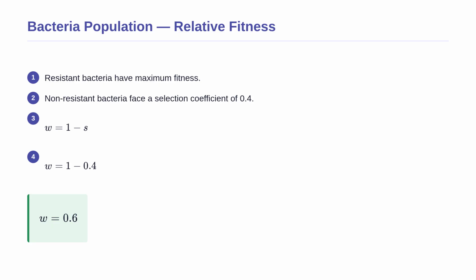We need to find their relative fitness. We substitute the given selection coefficient into our standard equation in place of the selection variable. By subtracting this penalty of 0.4 from the maximum possible fitness of 1, we find that the relative fitness of the non-resistant bacteria is 0.6. This means they are only 60% as successful at reproducing.